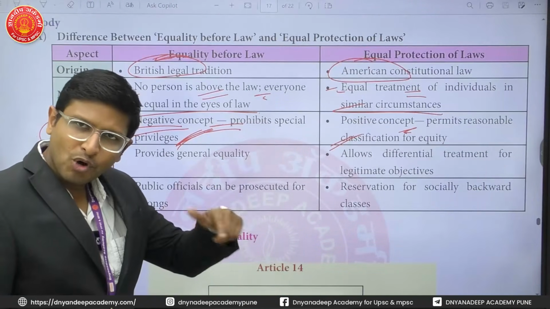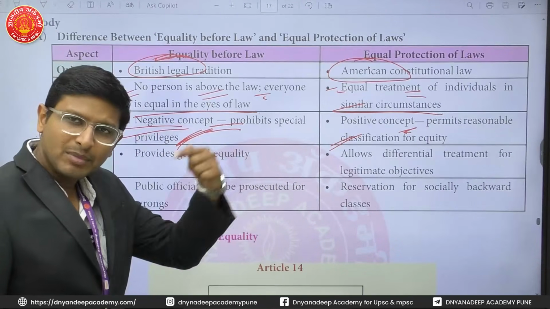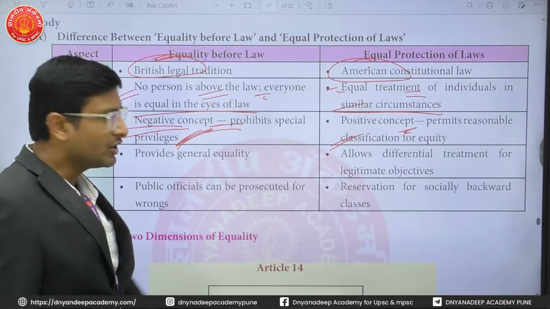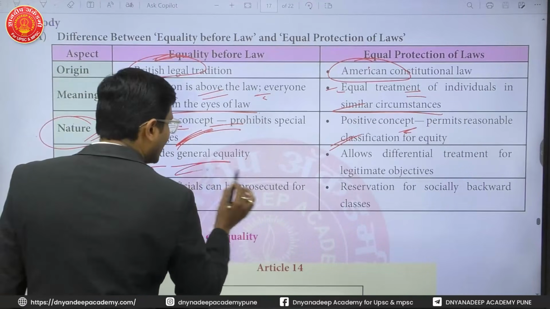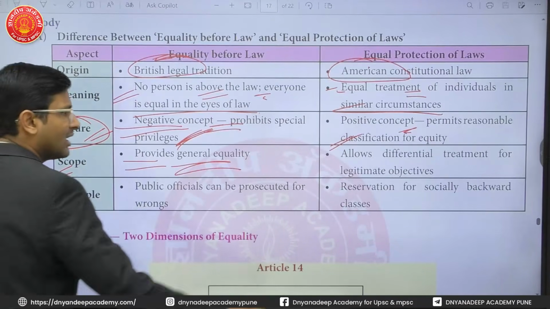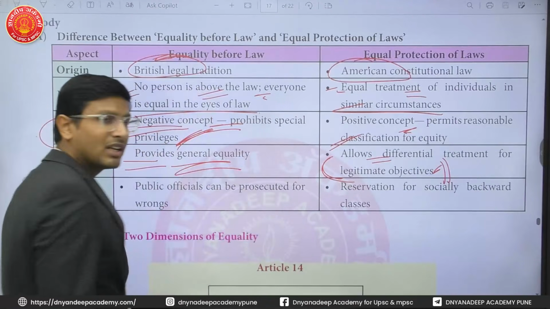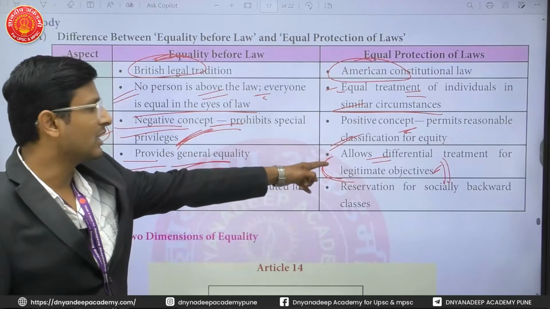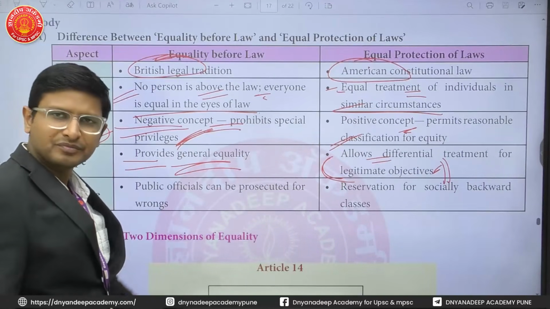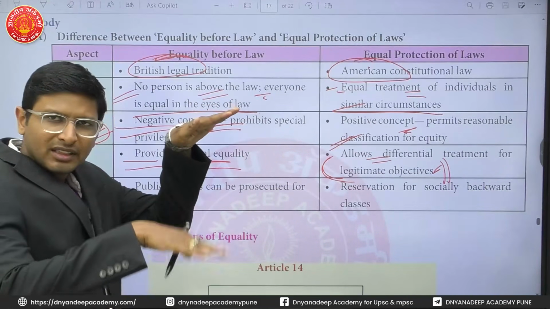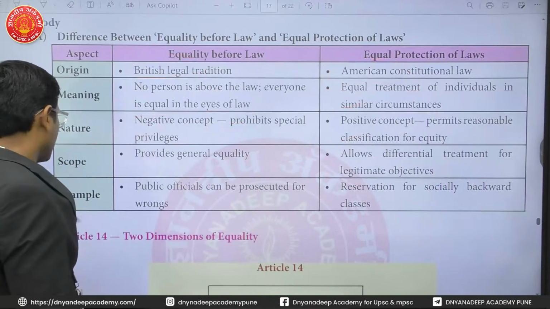That means if you want to protect and promote the vulnerable sections, then some extra rights can be given to them. So it's promoted. It's a positive concept. The scope provides gender equality, general equality, and here it allows differential treatment for a legitimate objective. Similar people can be treated similarly, different people can be treated differently. If one is poor and one is rich, then the poor person should be treated differently. This equal protection of law allows it.